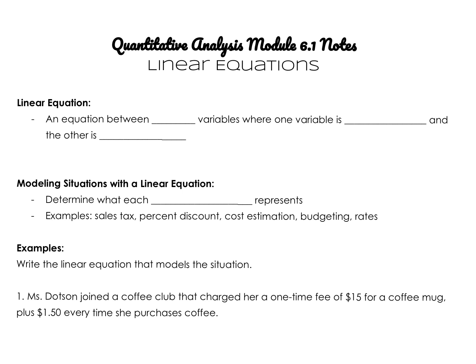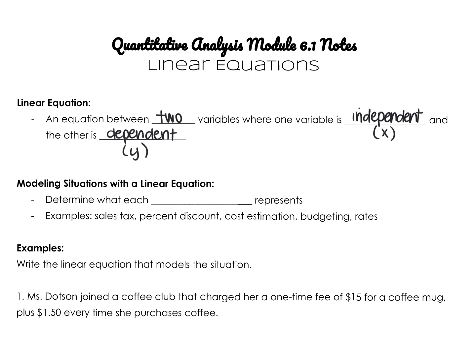So a linear equation is an equation between two variables where one variable is independent and the other is dependent. So what that means is the value of one variable is dependent upon the value of another. So usually our independent variable is our x and our dependent variable is our y.